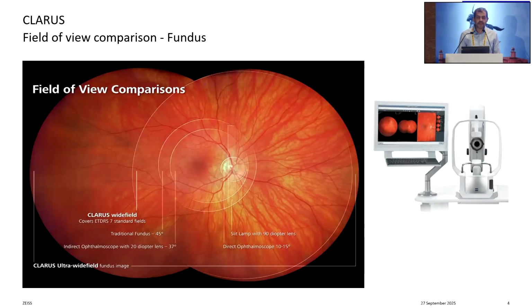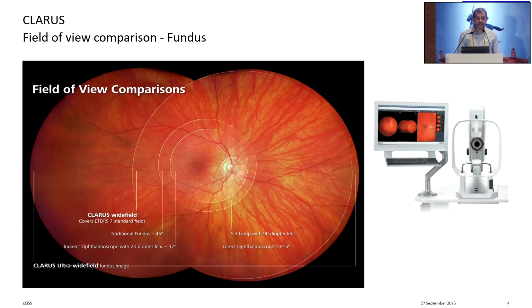Here in this picture, you can see what we see in the fundus with various modalities. The central rectangular slit is what you see on a slit lamp with a 90-degree lens, and with the direct ophthalmoscope it is a small circle around the disc. Of course, this is not a true representation of indirect or direct ophthalmoscopy, because it's a dynamic process. You are continuously moving yourself and asking the patient to move the eye.